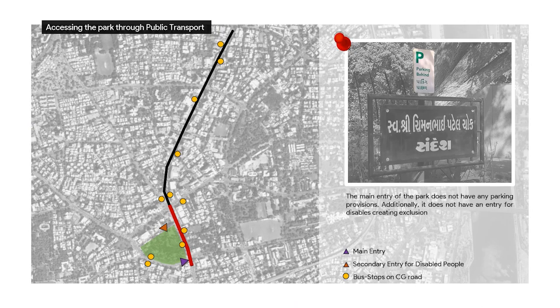The main entry of the park is from the CG Road. However, due to the presence of a revolving gate, people on wheelchairs have to enter the park from the rear side entrance. Let's have a look at the experience of people with visual and physical impairment navigating through the park.